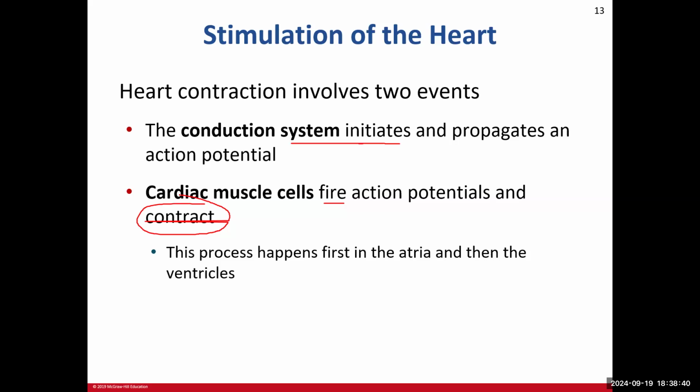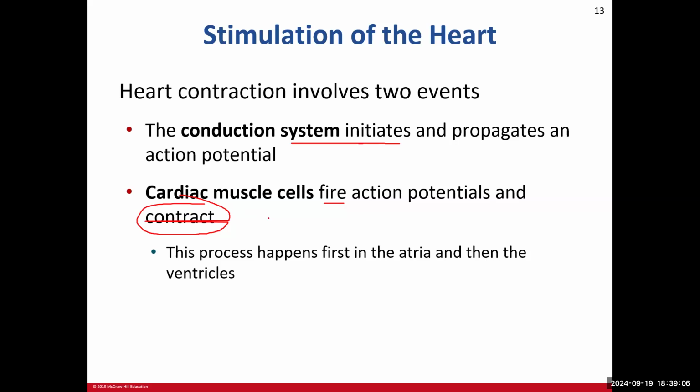So what follows an action potential? What follows depolarization? When we're talking about muscles, a contraction, okay? So normally you're going to get depolarization followed by repolarization, right? And that's what we're going to see here. Same thing, doesn't change, but after you depolarize a cell, it's going to contract, right? That's what we're looking for. So that's what we're going to see here. We're going to cause the cardiac muscle cells to contract.